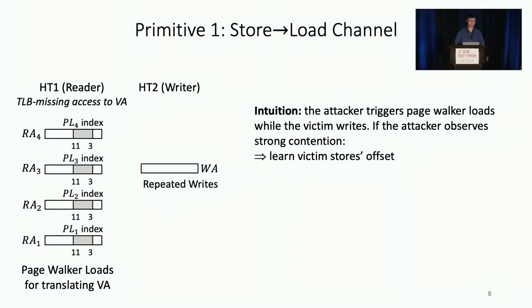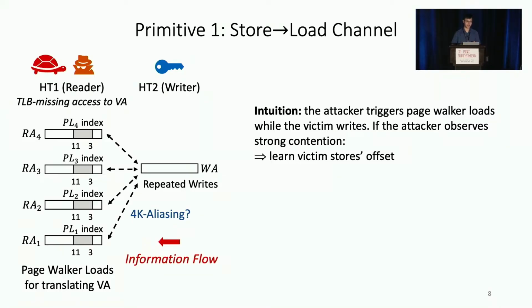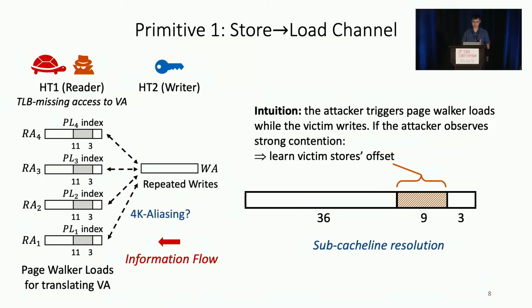The first primitive is called the store-to-load channel. In the channel, the attacker is the reader that triggers page walker loads while the victim writes. If the page walker loads are 4K aliasing with victim writes, the attacker can observe a strong contention, therefore learn the victim store's offset. Because page walker loads are aligned to 8-byte boundaries, we can monitor offsets with an 8-byte subcache line granularity.